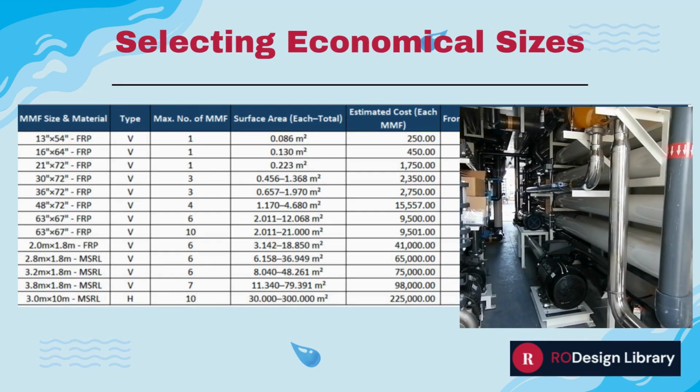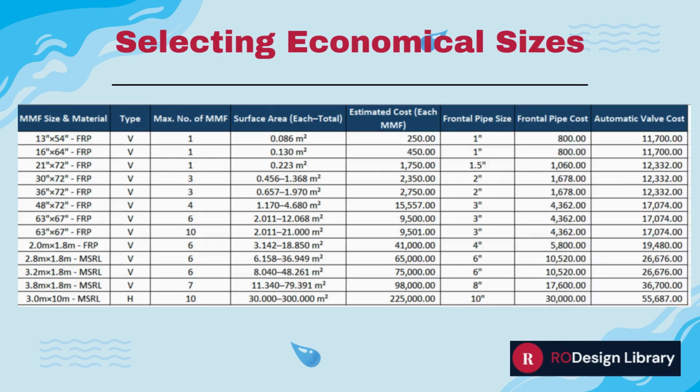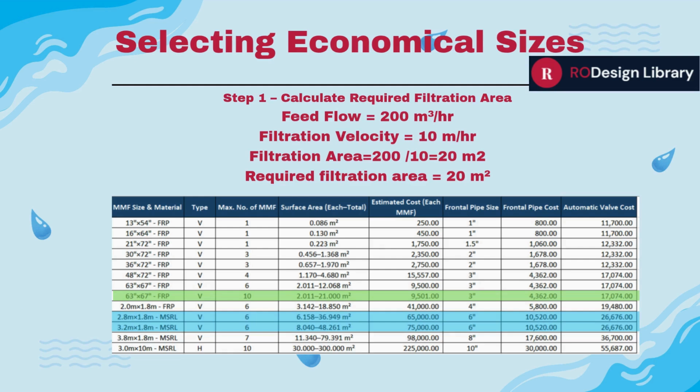The Quick MMF selection table helps engineers rapidly identify the most economical multimedia filter configuration based on the required filtration area. The table is arranged from the smallest and most economical vessel sizes at the top to larger industrial vessels at the bottom. For example, a flow of 200 cubic meters per hour at a filtration velocity of 10 meters per hour requires 20 square meters of filtration area. Use the table to select the most economical MMF configuration.